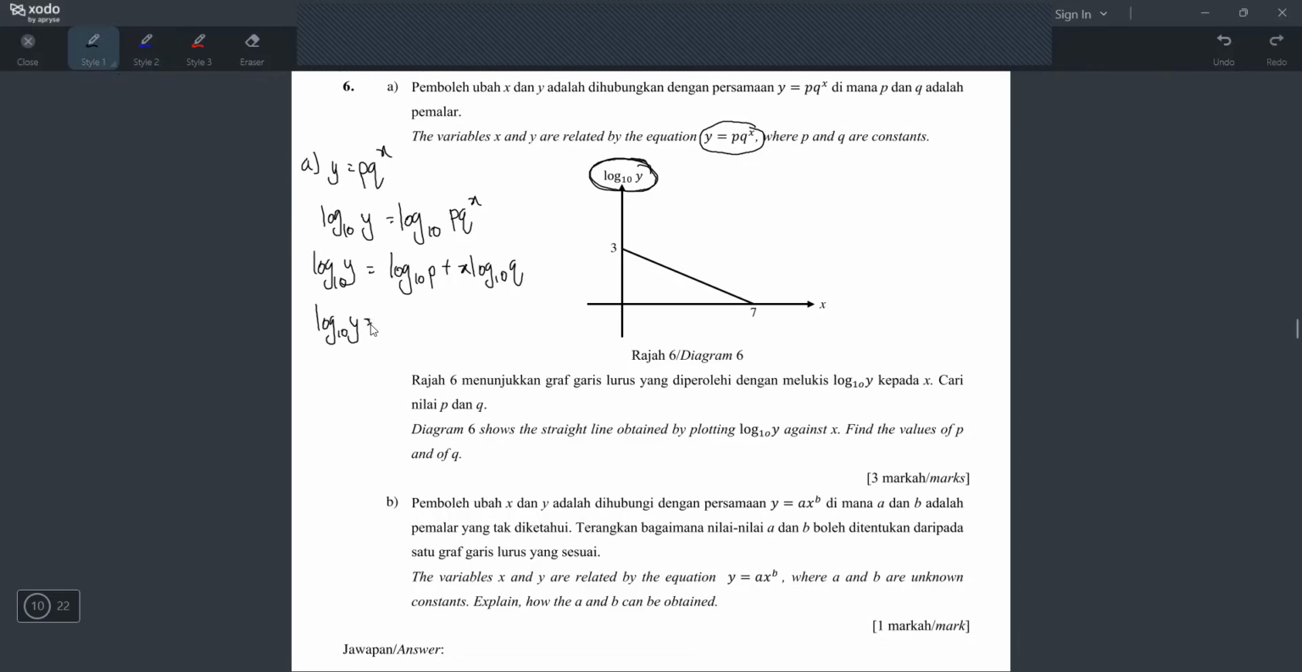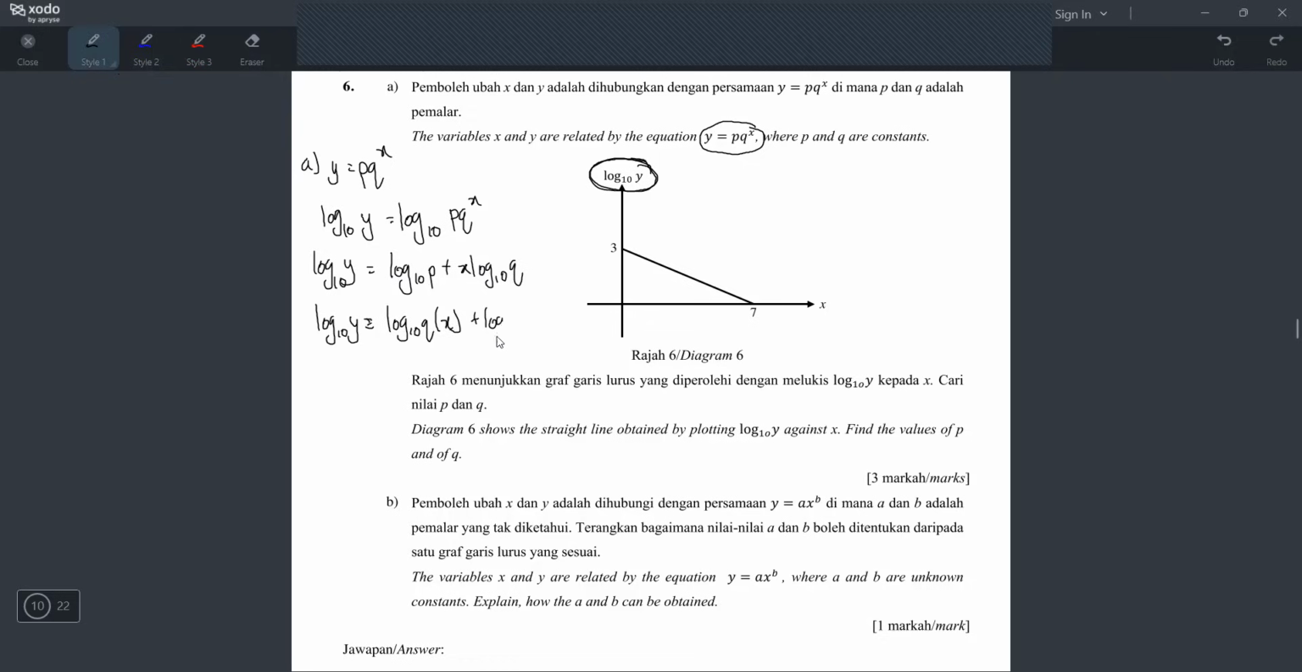Because I want it to be y equal mx plus c. So how do we arrange? We have to write the x log q first. But instead of writing x log q, I will write log q times x. Actually, it's the same thing. But why do we have to write like this? Because linear form. Y equal mx plus c, right?